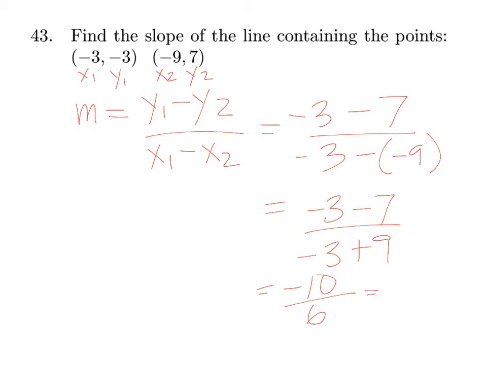6. All right, and then simplify that. Divide 2 into both. I get negative 5 over 3. And slope, you always write as an improper fraction. Done.